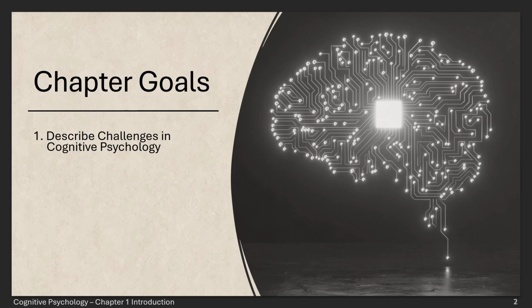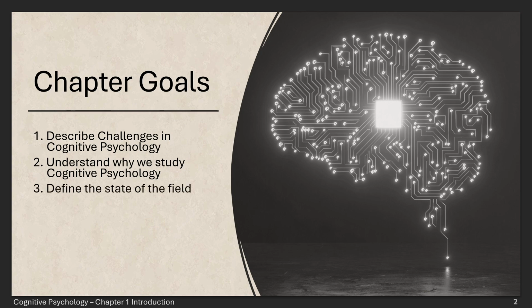Next, we'll address a fundamental question. Why do we even study cognitive psychology in the first place? Why is this field so important? From there, we'll examine the current state of the field. Where does modern cognitive psychology stand today? Unsurprisingly, this means discussing artificial intelligence and how AI is shaping our understanding of human cognition.